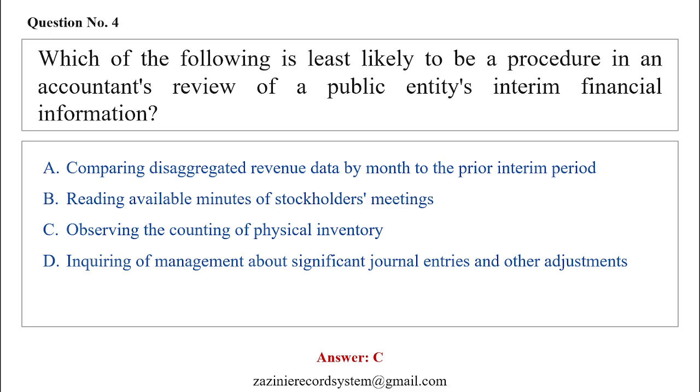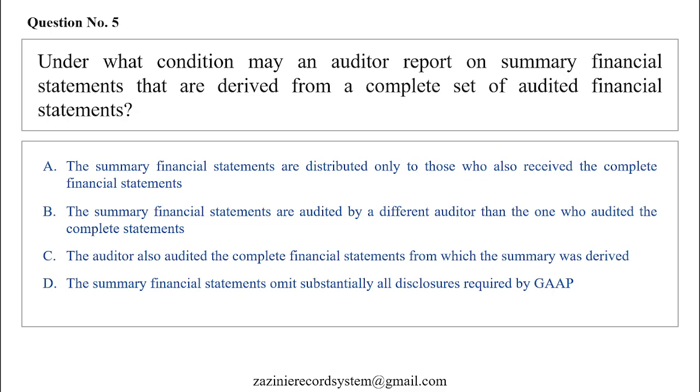Question number 5. Under what condition may an auditor report on summary financial statements that are derived from a complete set of audited financial statements? Letter A. The summary financial statements are distributed only to those who also received the complete financial statements. Letter B. The summary financial statements are audited by a different auditor than the one who audited the complete statements.